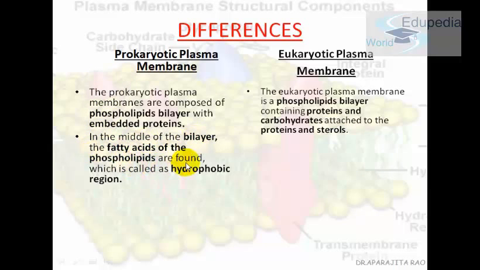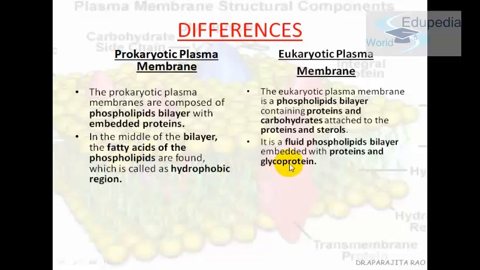Then in the middle of the bilayer, the fatty acids of the phospholipids are found, which is called the hydrophobic region. In eukaryotes, it is a fluid phospholipid bilayer. It is fluid in nature and embedded with proteins and glycoproteins. Glycoproteins are not there in the prokaryotic cells.